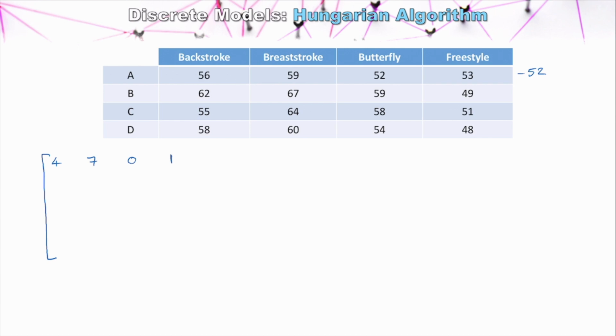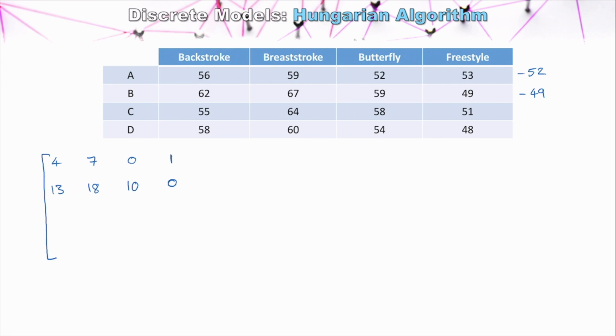And we repeat that process for each swimmer. For swimmer B, no matter what, they are going to take 49 seconds, and that's in the freestyle. So there won't be any additional seconds if we allocate the freestyle to them. However, it will cost an additional 10 seconds on the butterfly, an additional 18 seconds on the breaststroke, and an extra 13 seconds on the backstroke.